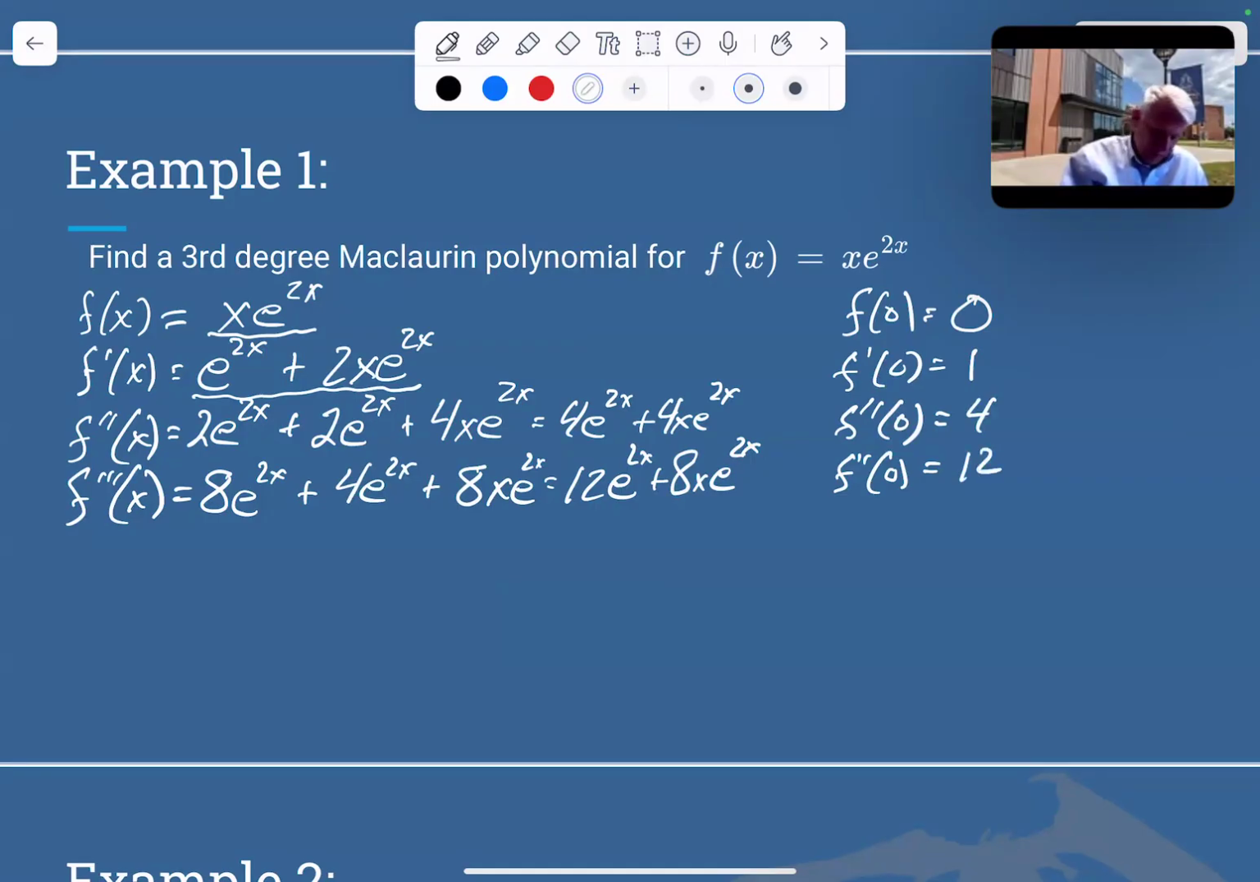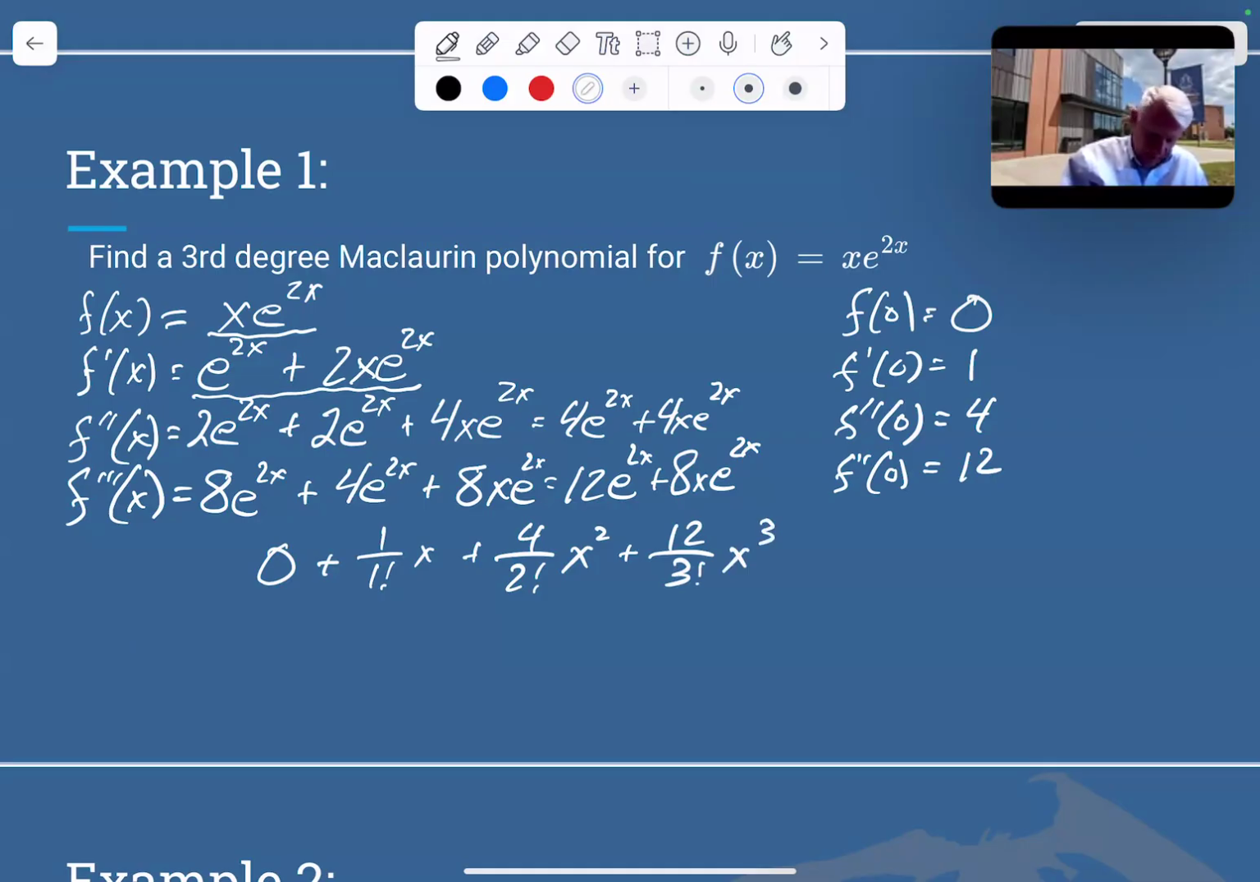So what is going to be my polynomial? My third degree polynomial is going to be 0 plus 1 over 1 factorial x, plus 4 over 2 factorial x squared, plus 12 over 3 factorial x to the third power.